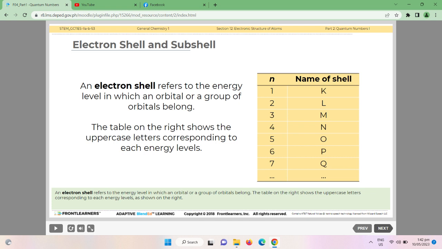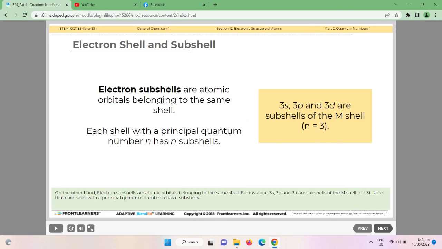An electron shell refers to the energy level in which an orbital or a group of orbitals belong. The table on the right shows the uppercase letters corresponding to each energy level. On the other hand, electron subshells are atomic orbitals belonging to the same shell. For instance, 3s, 3p, and 3d are subshells of the capital letter M shell, or n equals 3. Note that each shell with a principal quantum number n has n subshells.